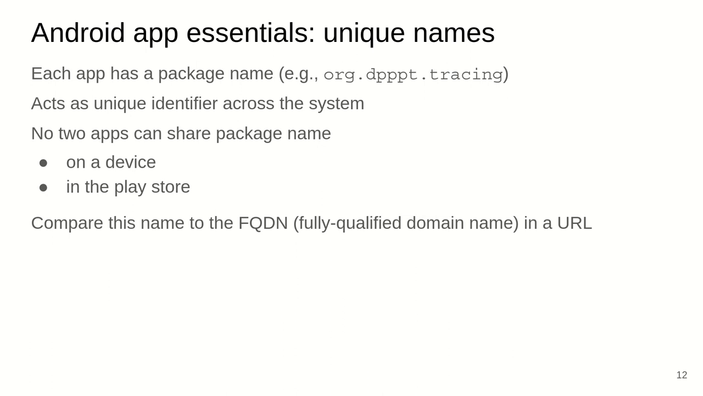Each app has a unique name. You can think of this as almost like a fully qualified domain name in a URL or a username. This package name has to be unique, and this unique identifier is used across the whole system. No two apps can share the same name on a device and in the Play Store. So this is globally unique in the Play Store, and on the device you cannot sideload or install applications that clash with other names because it's used as an internal identifier.